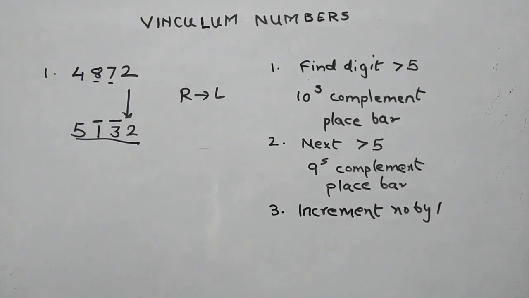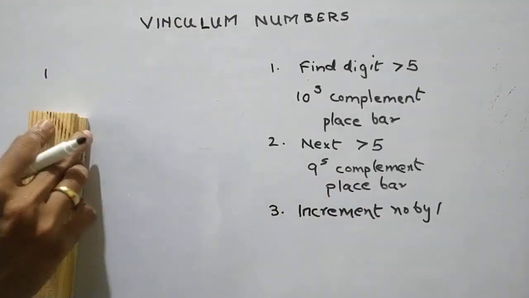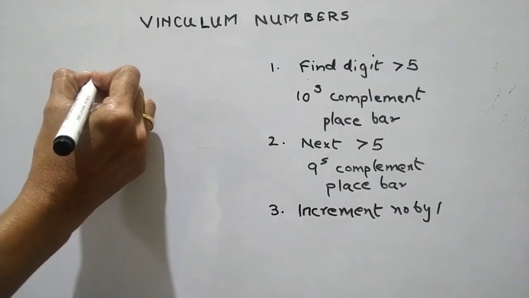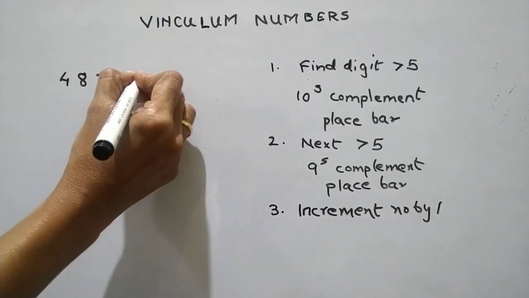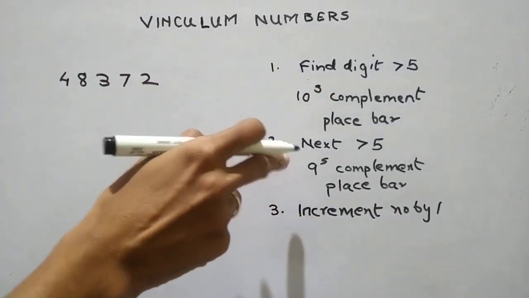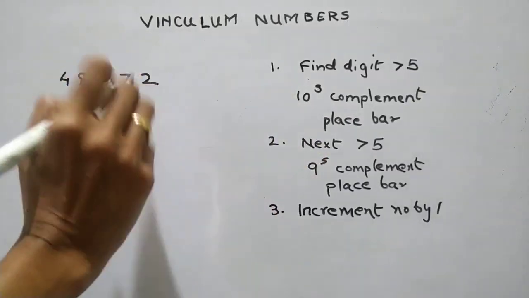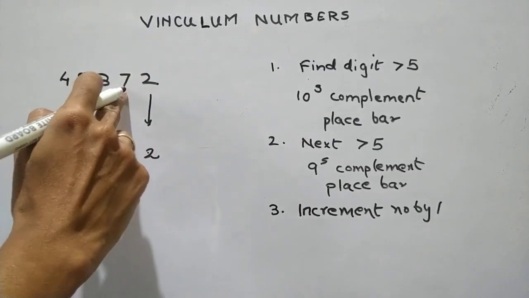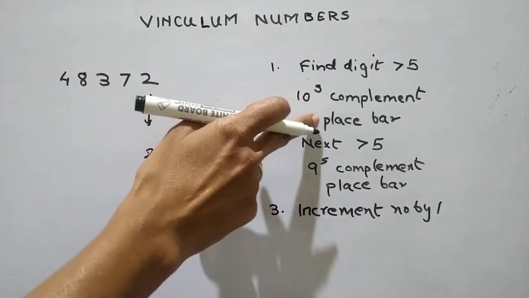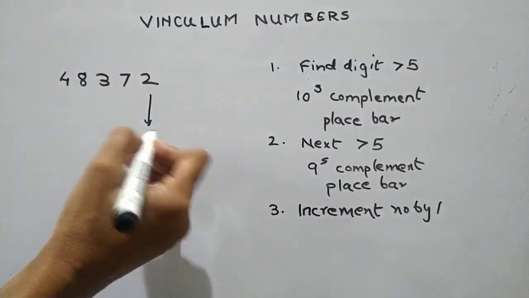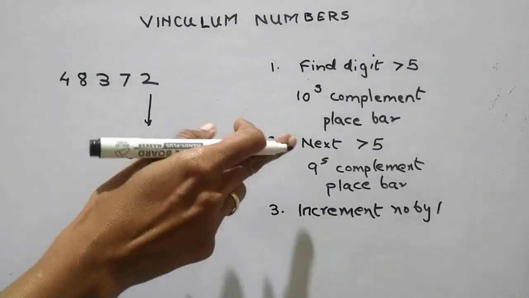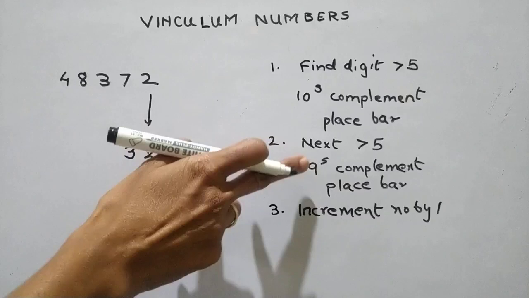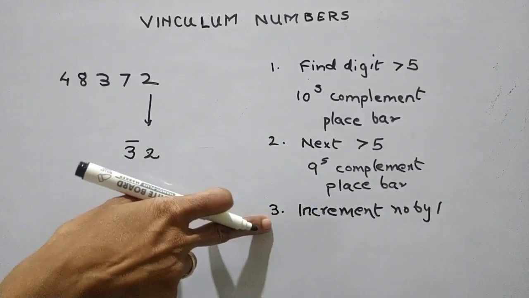Now, we will take one more example. Similar example we will take, but we will have this time 3 in between. So, now let's check the steps. The first number is already less than 5, so we take it as it is. Next number is 7, so it is greater than 5. We take tens complement, that is 3, and place a bar over it. Now, next digit is 3, which is less than 5. So, we will skip this step because it's not greater than 5.